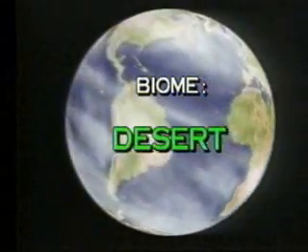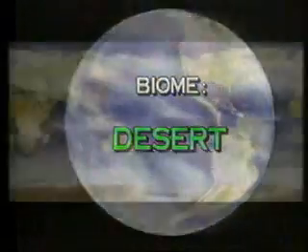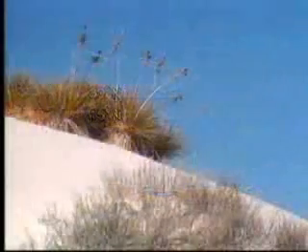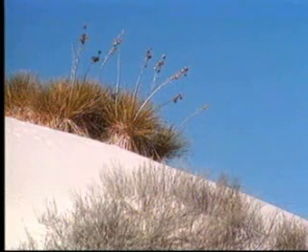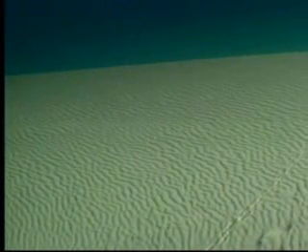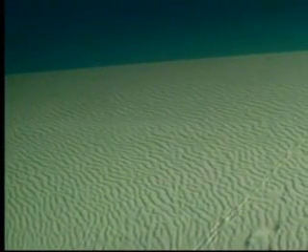Deserts. As we follow the climatic pattern 15 to 30 degrees latitude north or south of the equator, we discover several regions that receive less than 10 inches or 25 centimeters of precipitation a year. These dry areas, which are found on every continent, are called the desert biomes.